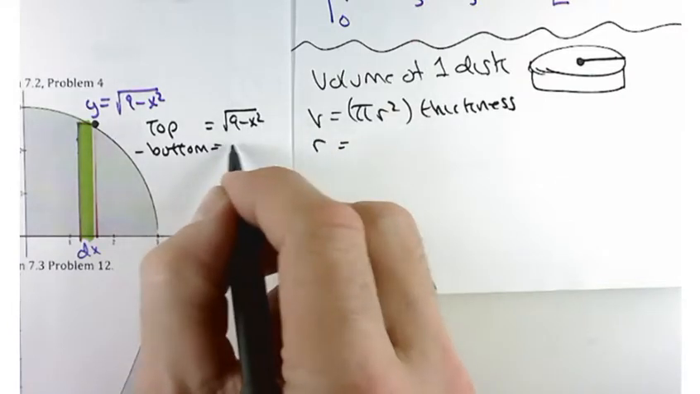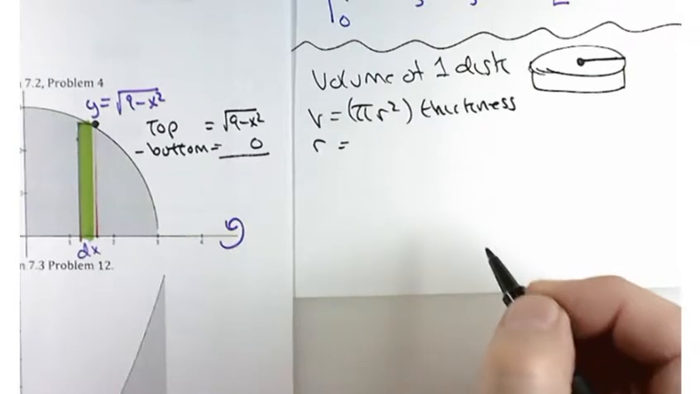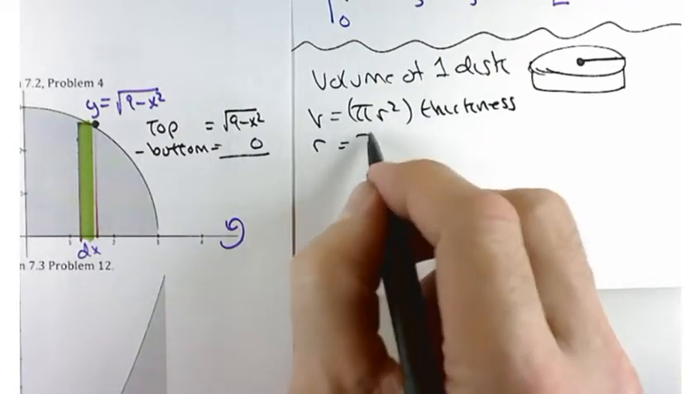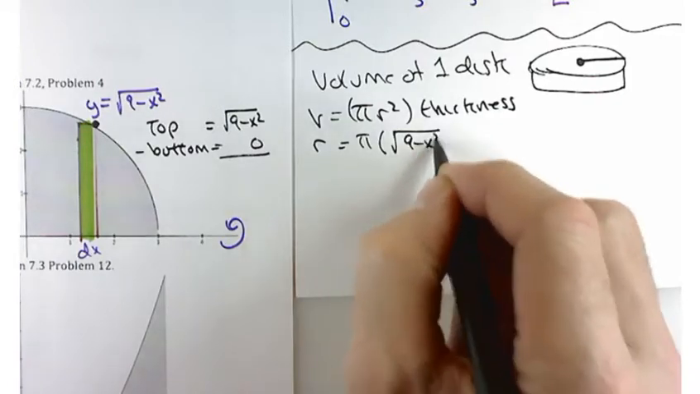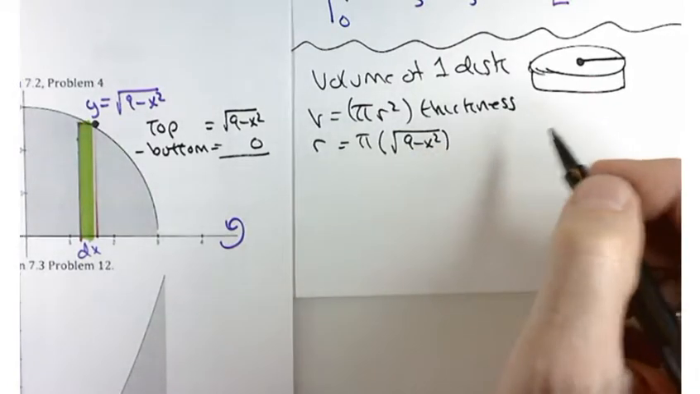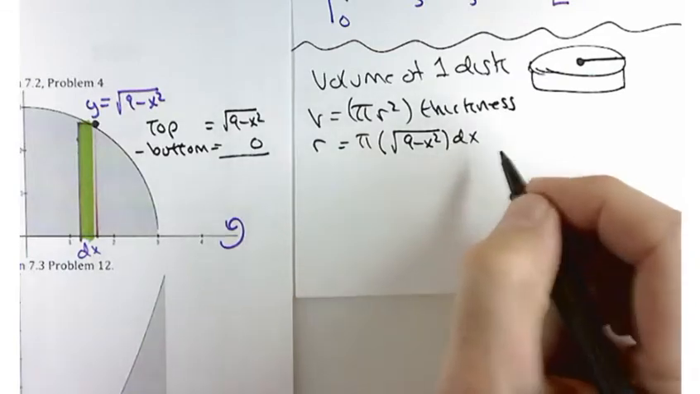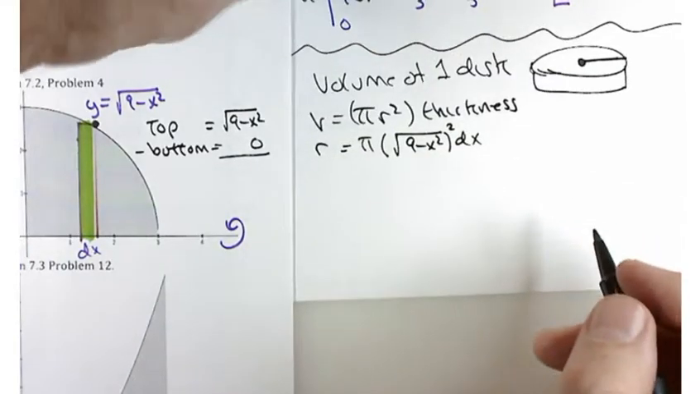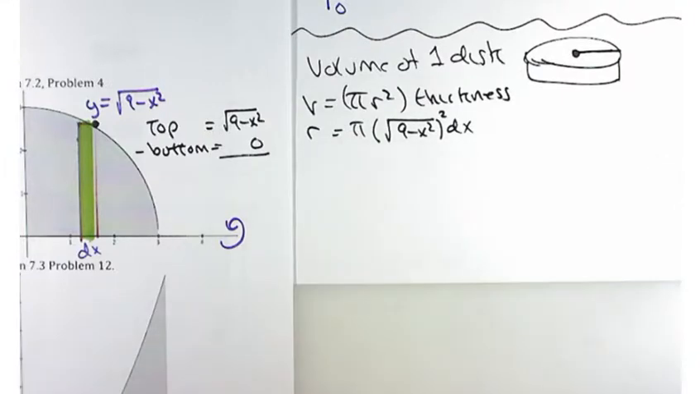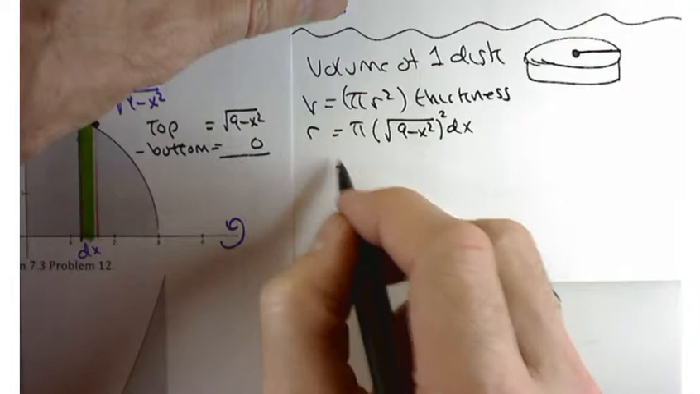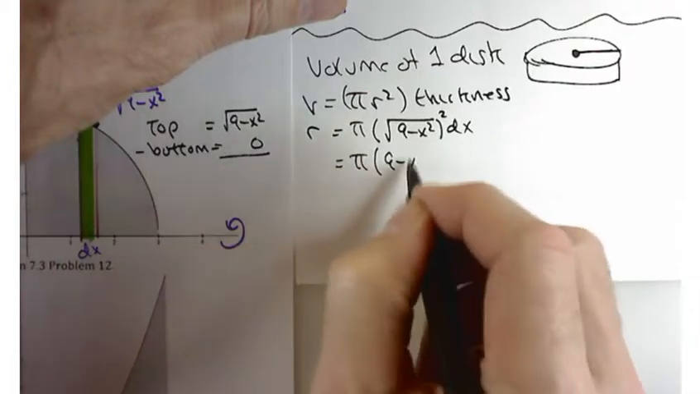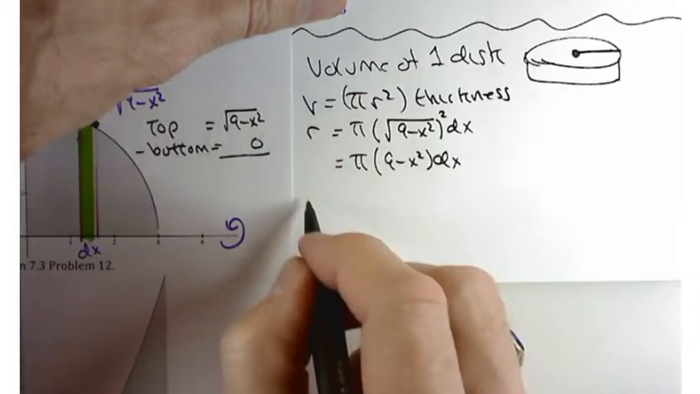What's the bottom function? 0. So pi times the square root of 9 minus x squared minus 0, dx. Now this one's pretty nice because you get some good simplification here. What simplification do we get? Yeah, the square root cancels itself out. So it's pi times 9 minus x squared dx.